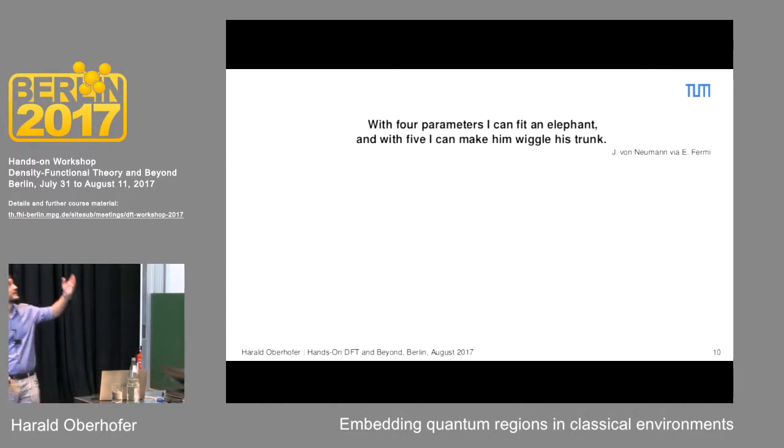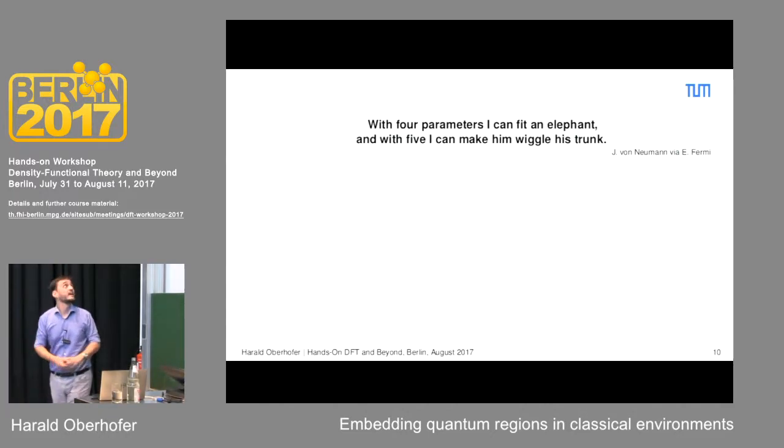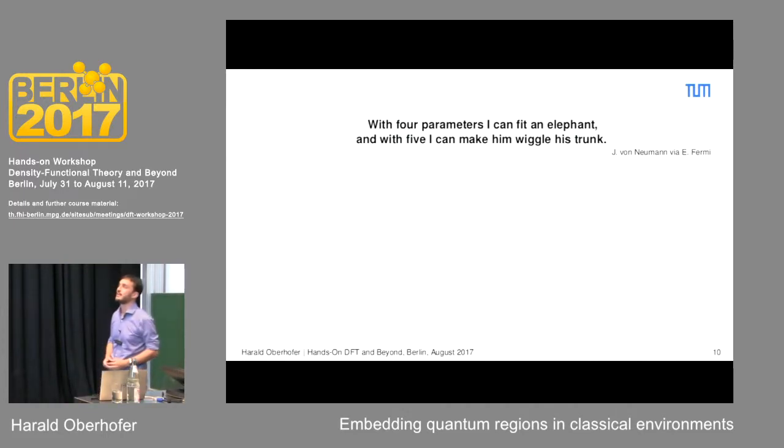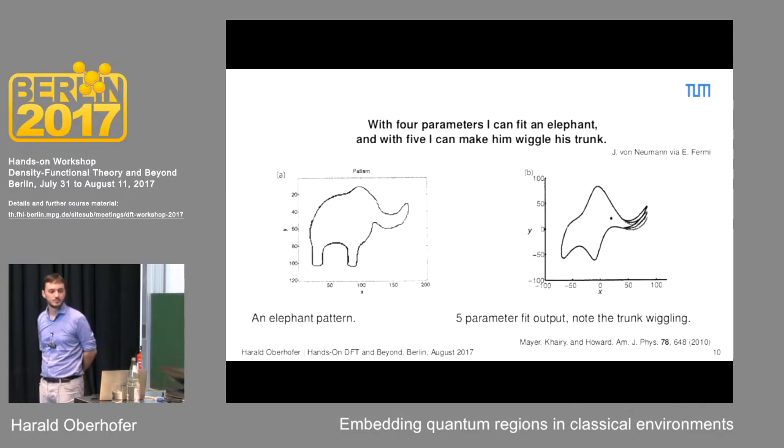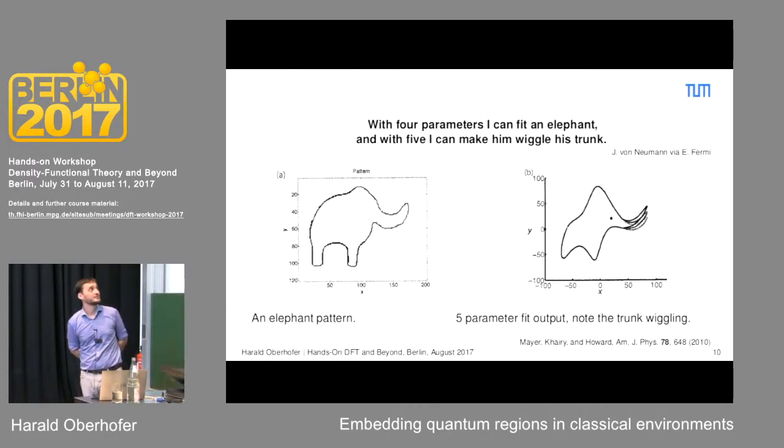We all know the rather famous quote by John von Neumann, which was retold by Enrico Fermi, which is that, well, with 4 parameters, I can fit an elephant, and with 5, I can make it wiggle its trunk. Now this, luckily, has recently been proven to be actually true. You can look it up in this publication here. People in the American Journal of Physics showed that with a 4-parameter function you can fit an elephant function, and with the 5th you can make it wiggle its trunk.